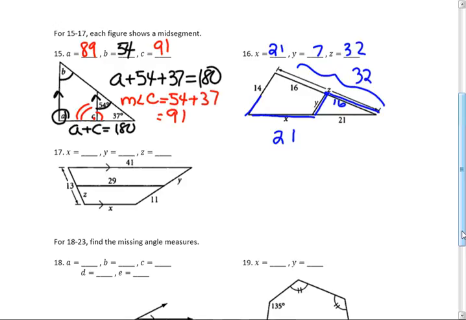It doesn't, but this is a mid-segment, and if you join the midpoints, this will be parallel. I don't know if that's somewhere in our theorems. The problem is we don't have any proof for anything, so if you build it up with proof, it's a lot easier. How about 17? You know how to do 17?